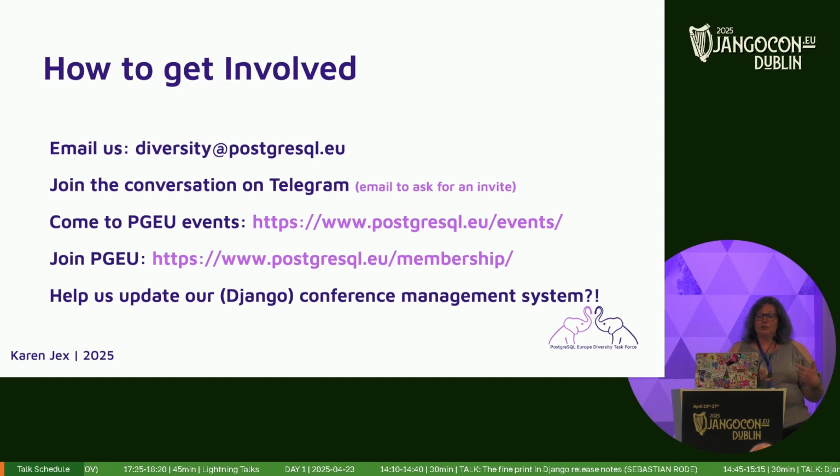You can email us your diversity-related ideas, questions, and comments, or join our Telegram group. You can come to PGEU events as an attendee, or better still, as a speaker. You can become a PGEU member, so it's only €10 every 2 years. And maybe even volunteer to help us to maintain and improve our back-end system. We are database people, not Django developers, and it shows.